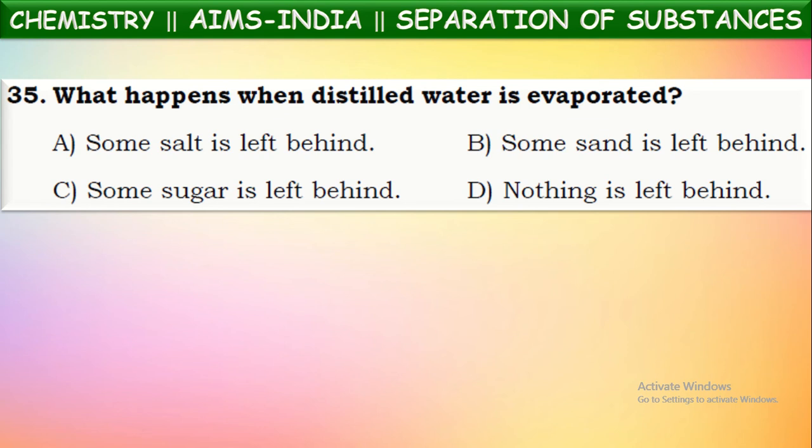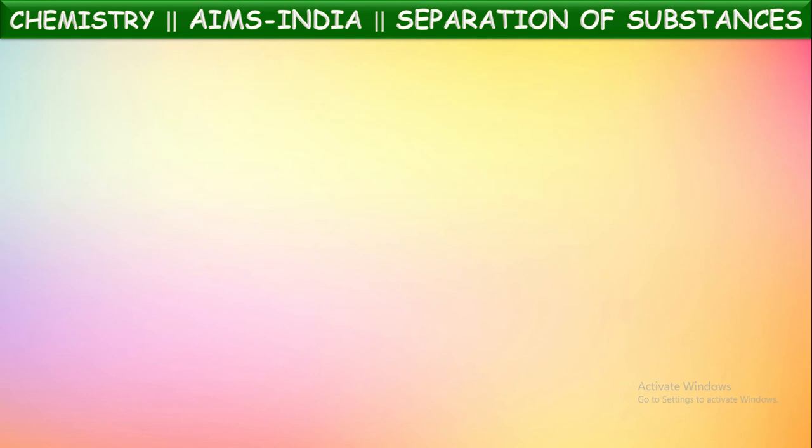Now, if you evaporate this distilled water taken in a container, what will remain? All the water molecules will be evaporated off. Then no substance remains in the container. Or you can say nothing is left behind because it does not contain any impurities in it. Distilled water means pure form of water. It contains no other particles in it, only water molecules. So water molecules will be evaporated off, and nothing will be left behind. That will be the correct answer. Got it? Next.